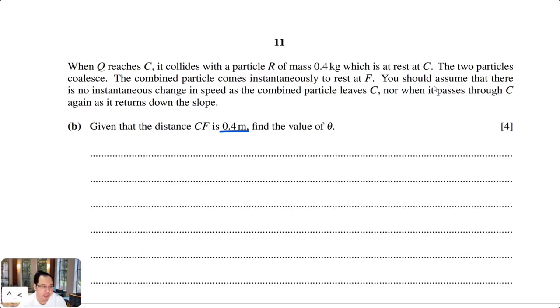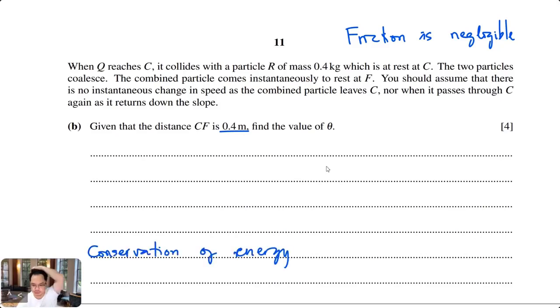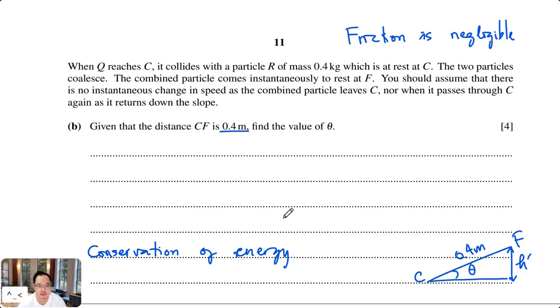This system, the two blocks stuck together, will decelerate, will slow down when going up the incline. Again, I need to emphasize that the friction is negligible, and therefore we can use the conservation of energy to find the relationship between the speed of the system at the bottom of the incline and the height it goes up to. Here's the diagram, the distance CF that it traveled, which is 0.4 meter. Okay, and I'm talking about this height. We can find this new height simply using trigonometry, the sine and cosine.